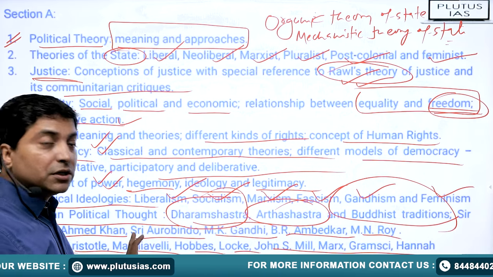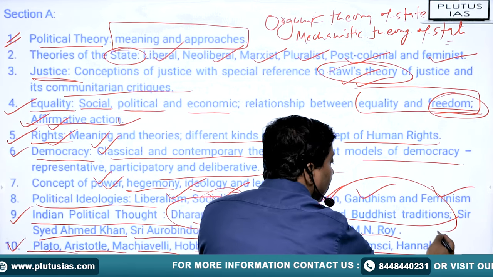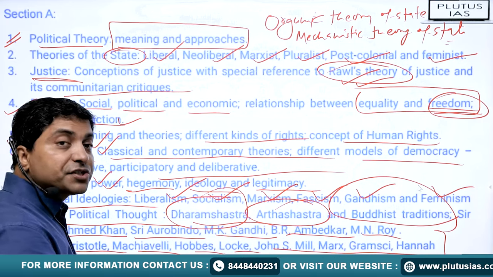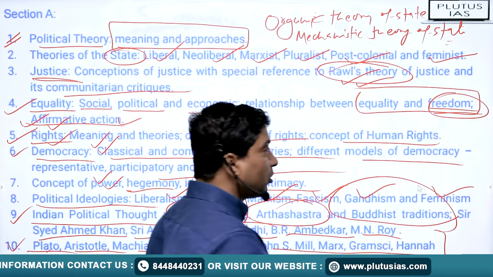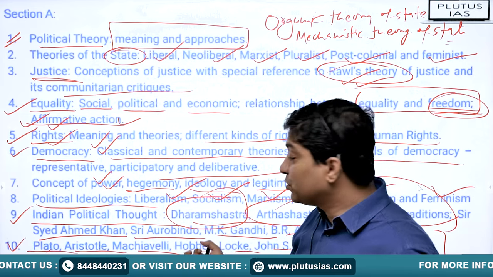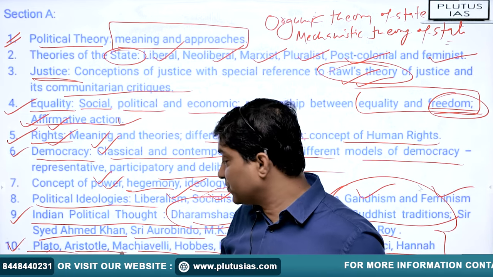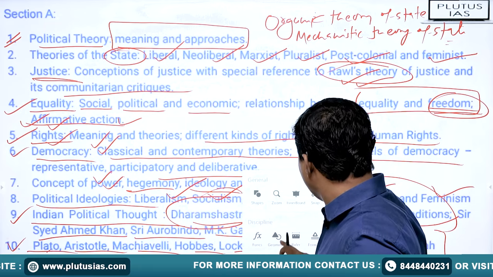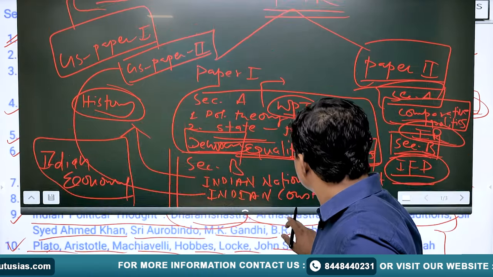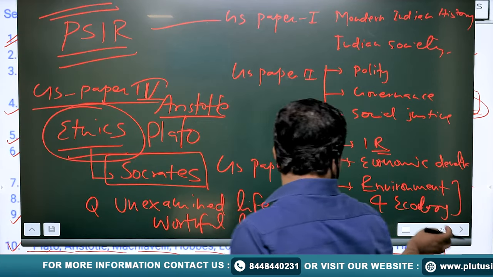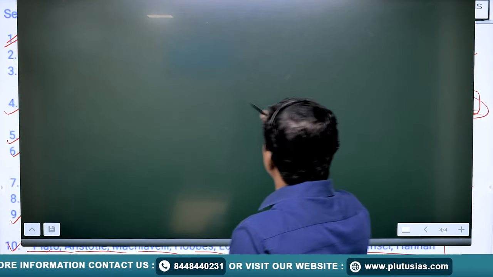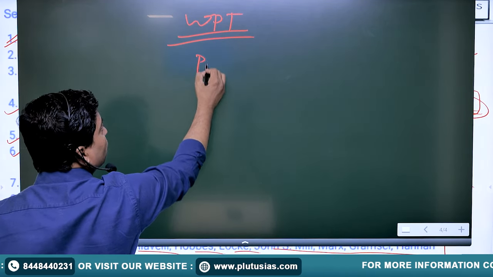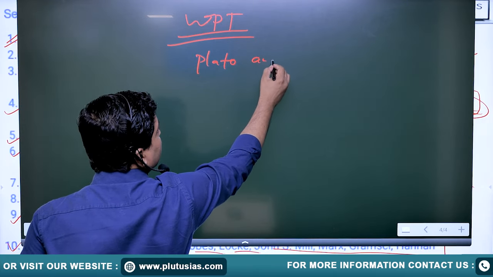Now let me tell you, this is the most comprehensive part in Section A, called Western political philosophy or Western political thought. And here we need to discuss 10 political philosophers. For example, in WPT, what are the things that we need to discuss, right? Your syllabus begins with Plato and Aristotle.